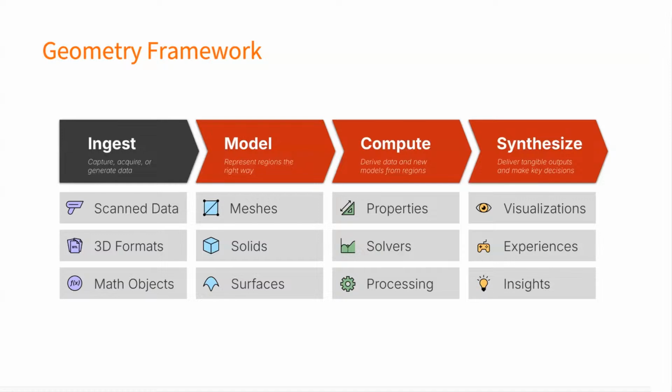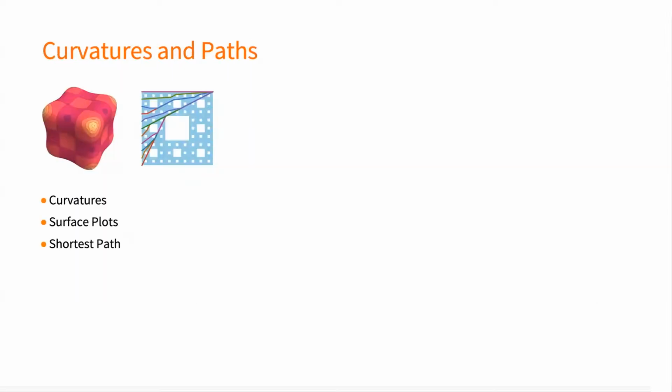But keep in mind that this diagram is not comprehensive, though I hope it gives you a good idea of our overall vision for geometry. That concludes our overview of geometry. Let's now move on to new features that are being added, such as curvatures and paths. Here we're going to go over some new functions for calculating different types of curvatures on regions. We're going to look at some surface plots that let you visualize these, among other things. And we're going to look at some shortest path calculation within a region.